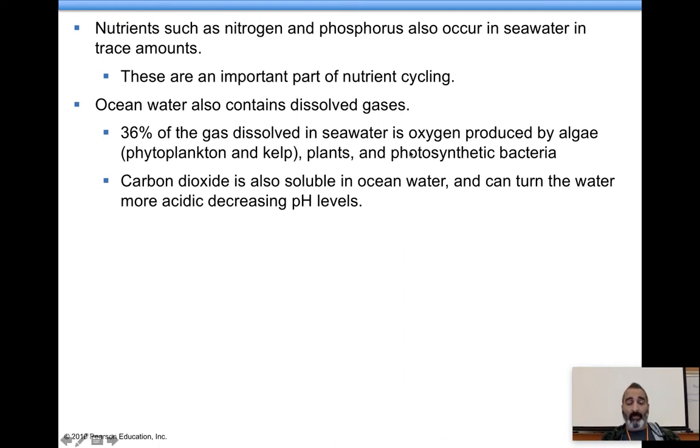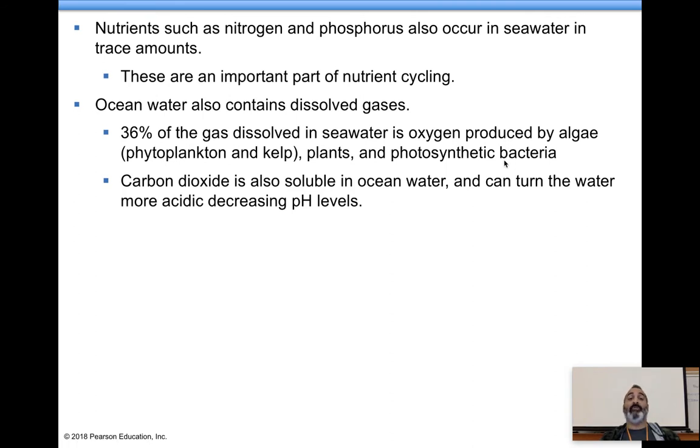Where does the oxygen come from? It comes from the organisms that are doing photosynthesis. The different kinds of algae in the water, the plankton and the kelp. Plants, there's photosynthetic plants that are in the ocean, and there's photosynthetic bacteria that is also producing oxygen.